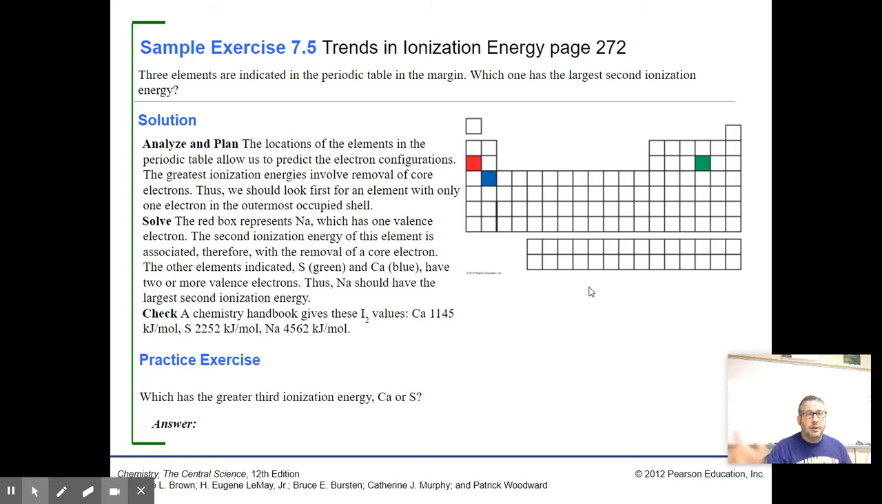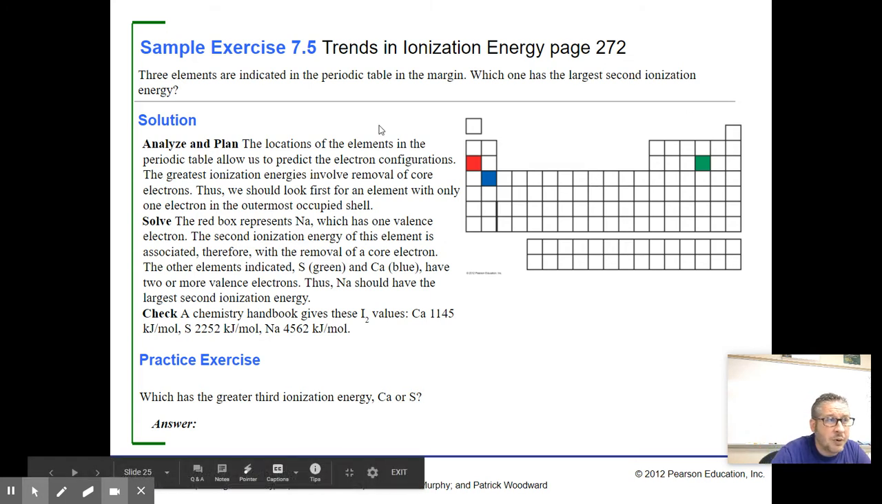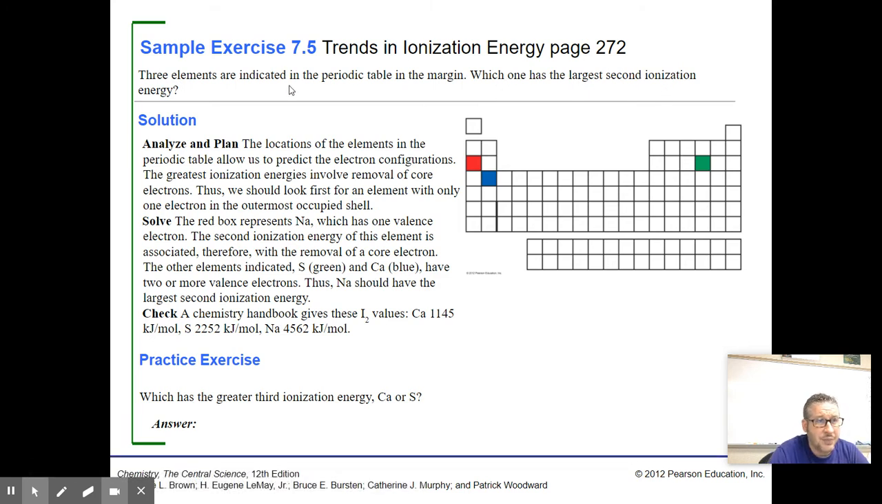So let's take a look at these 3 colored squares from the periodic table. We've got a red one, we've got a blue one, and we've got a green one. Of these 3 elements, we are to determine which one has the largest second ionization energy. So basically, which one of these 3 elements is going to have a second ionization energy dealing with the removal of a core electron? So what do we have? Red is sodium. If you look at a periodic table and line them up, red is sodium. Blue is calcium. And green is sulfur.